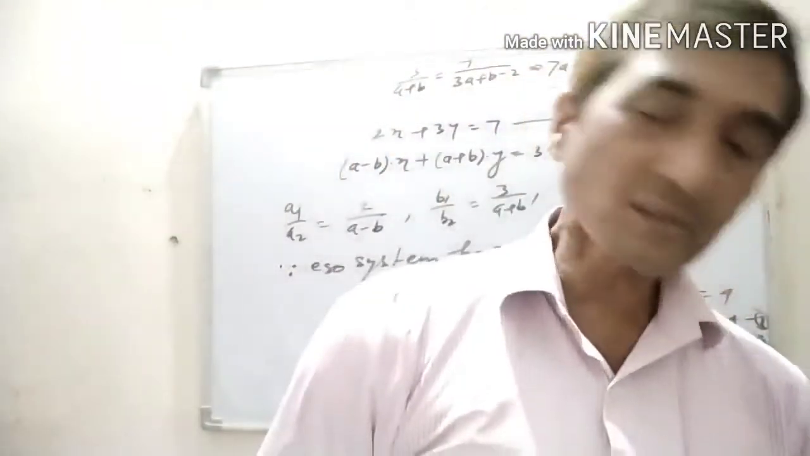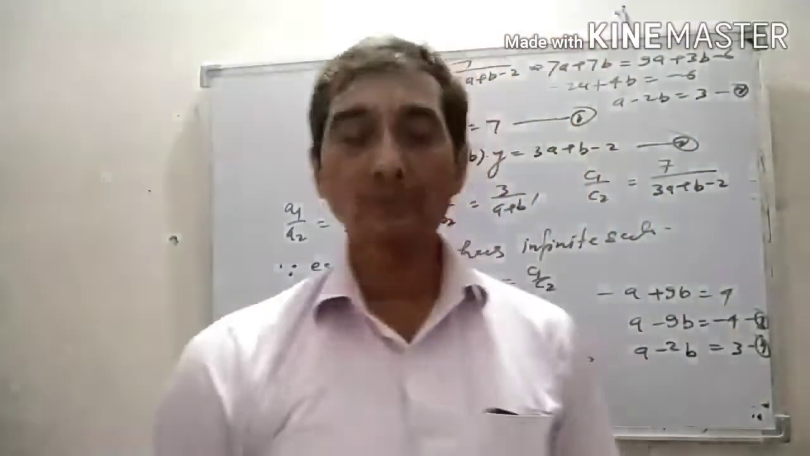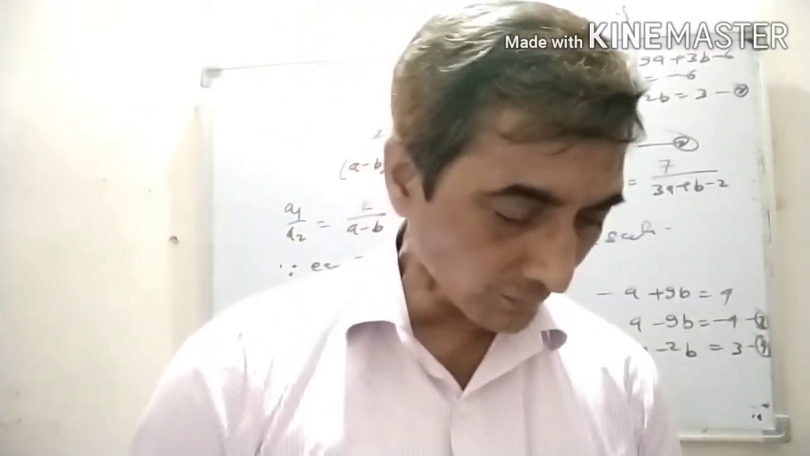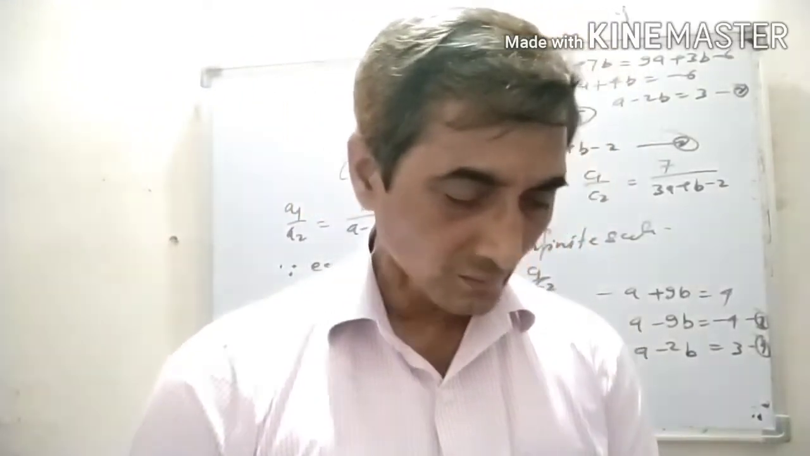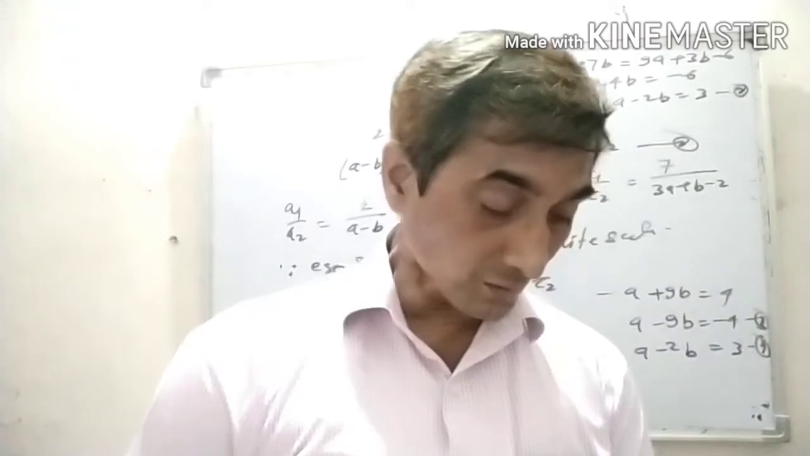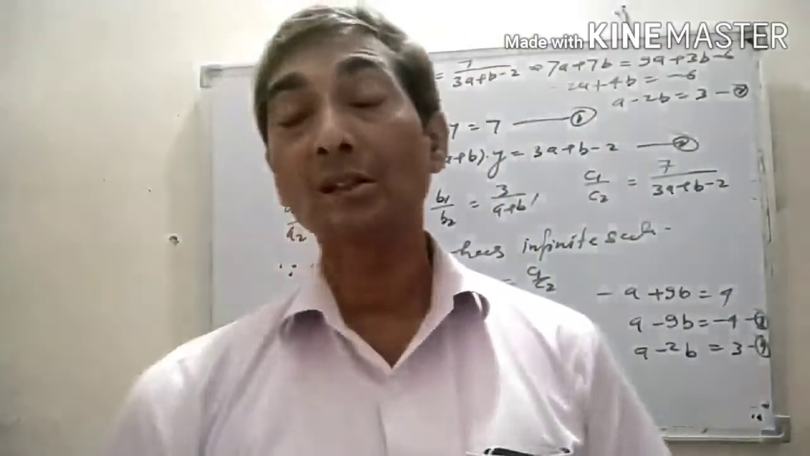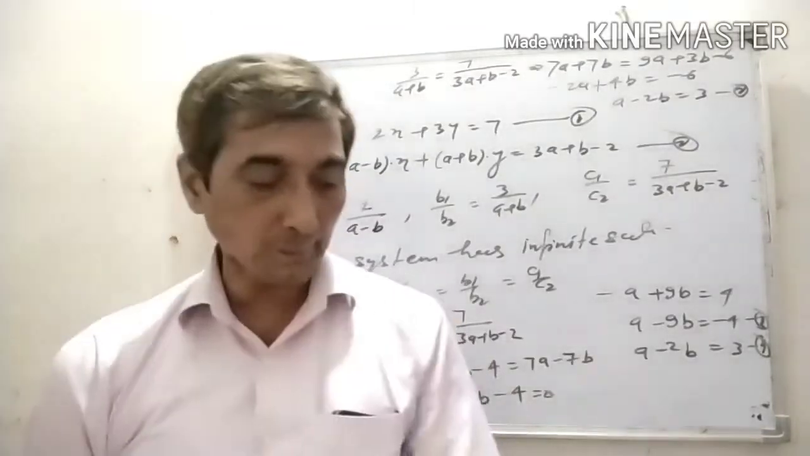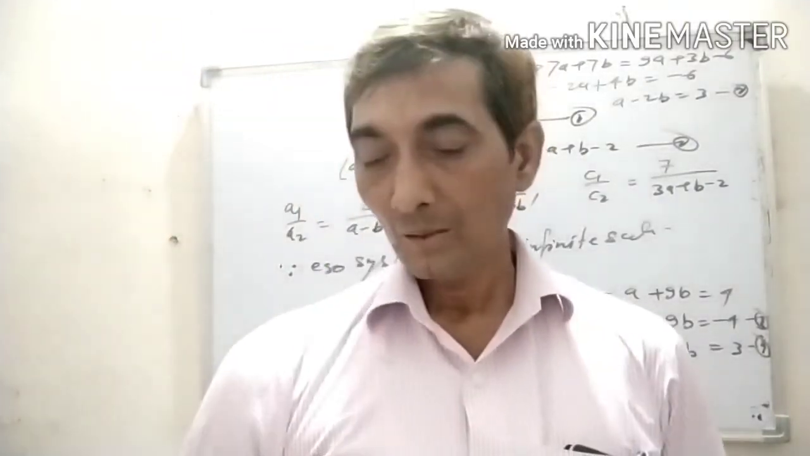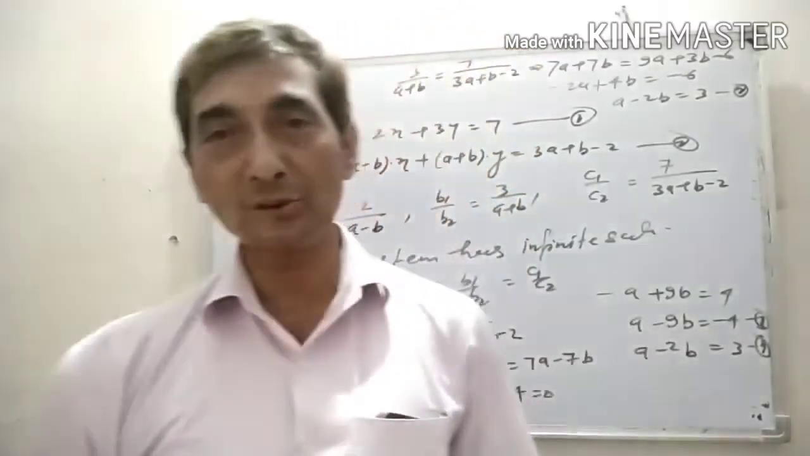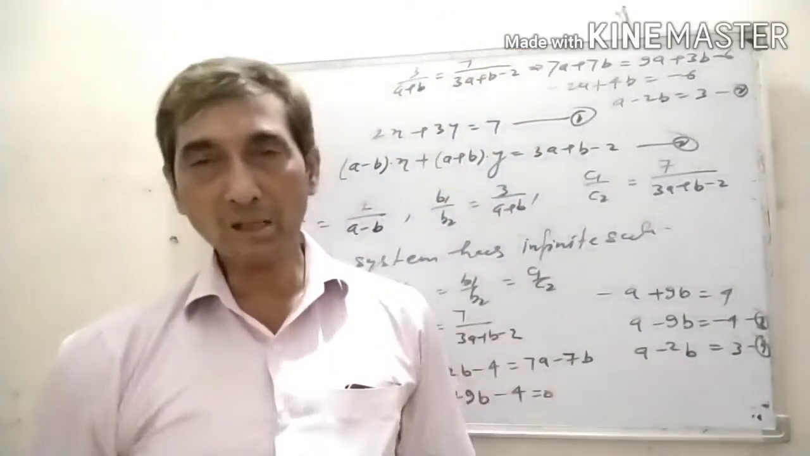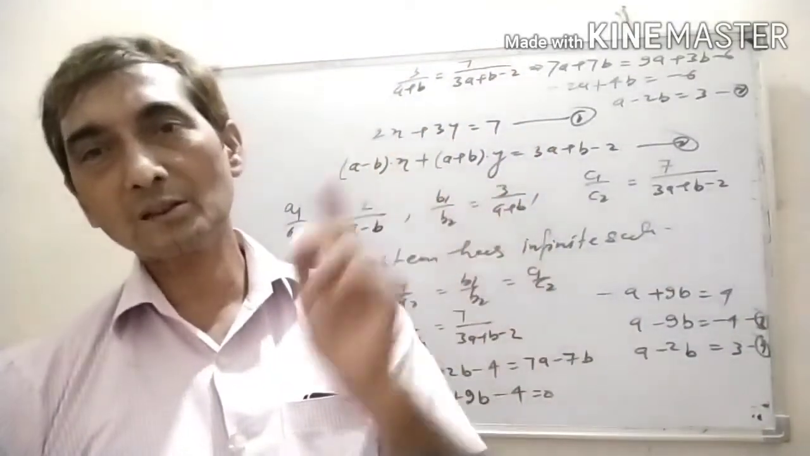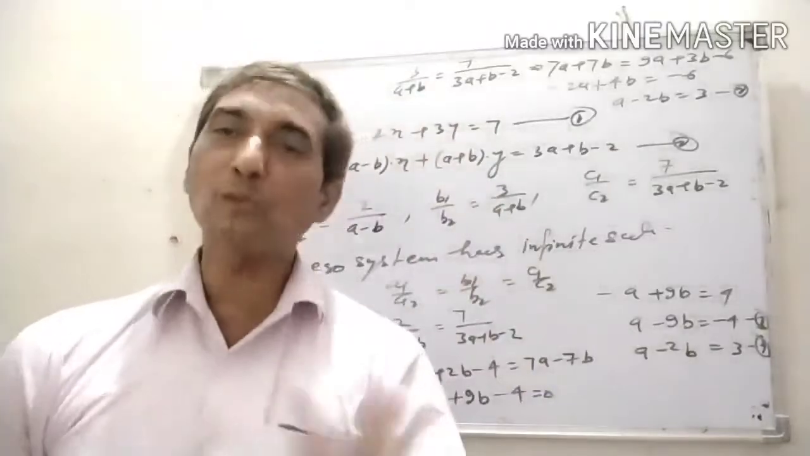Similarly, do the second part of this question also. Question number 3rd: solve the following pair of linear equations by substitution and cross multiplication. Substitution and cross multiplication, both methods are to be applied in question number 3rd. First, you should apply the substitution method. You have read all about the substitution method. After that, you have to apply the cross multiplication in the same question.